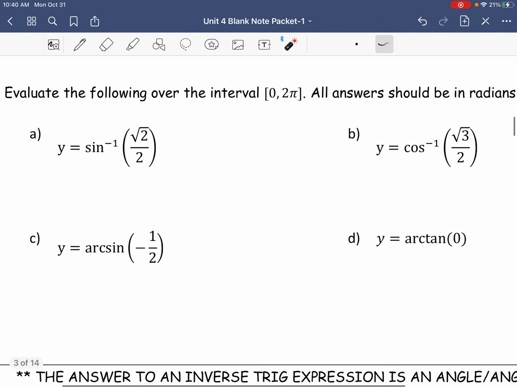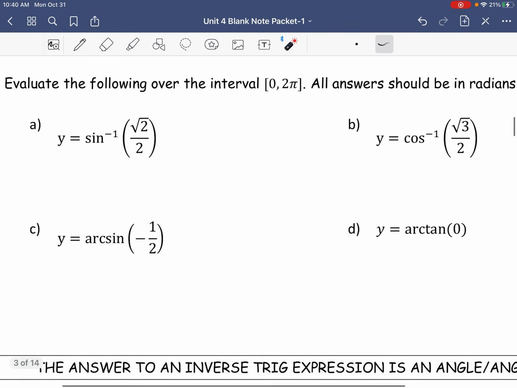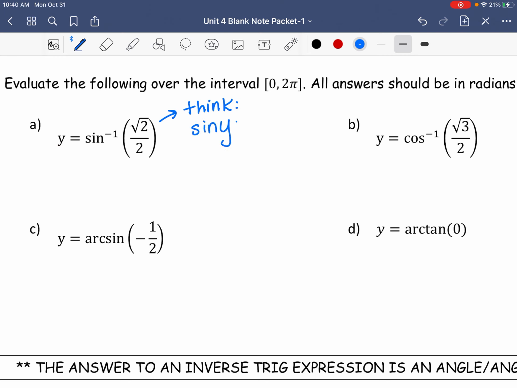It says, evaluate the following over the interval 0 to 2 pi. All answers should be in radians. So when I look at this problem right here, it says y equals inverse sine √2/2. What I'm thinking in my head is this. First of all, remember, this is going to be an angle. So my answer is going to be an angle. I'm thinking, the sine of what angle equals √2/2?